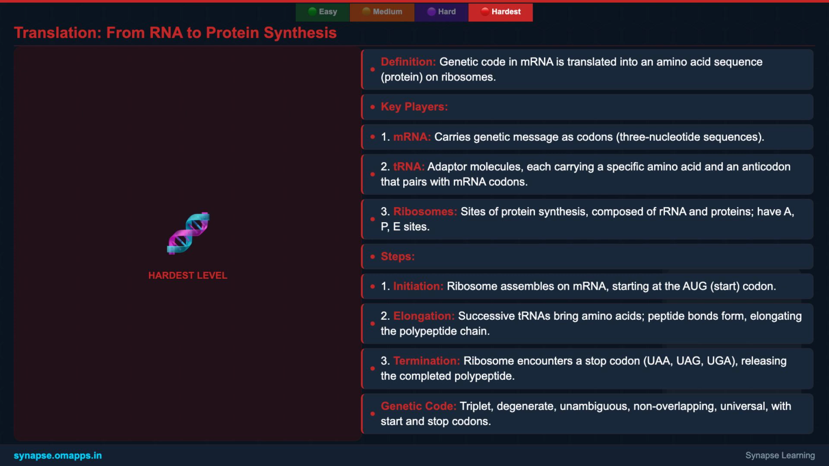Transfer RNA, or tRNA, acts as a molecular bridge, each carrying a specific amino acid and possessing an anticodon that precisely matches an mRNA codon. The ribosome moves along the mRNA, facilitating the binding of tRNAs and forming peptide bonds between successive amino acids, thereby elongating the polypeptide chain. The process culminates when a stop codon is reached, signaling the release of the completed protein. This intricate dance of molecules ensures the accurate and efficient production of every protein in the cell.